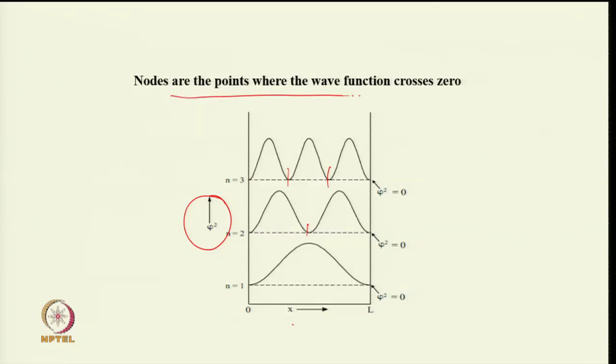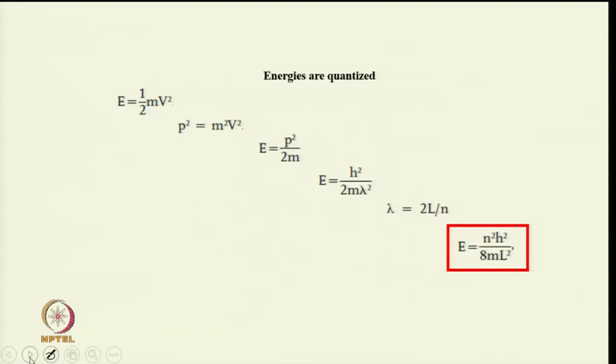So, nodes are the points where the wave function crosses 0. Now, we know the value of lambda. Lambda is a function of n, which is known as the principal quantum number. Now, let us calculate energy.